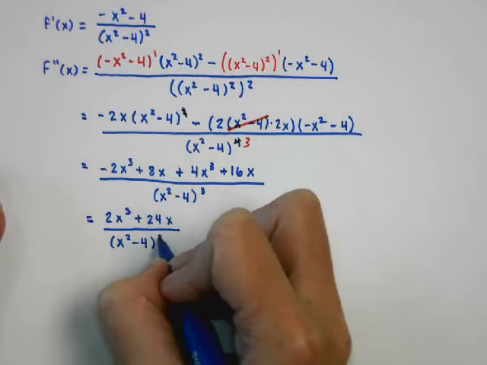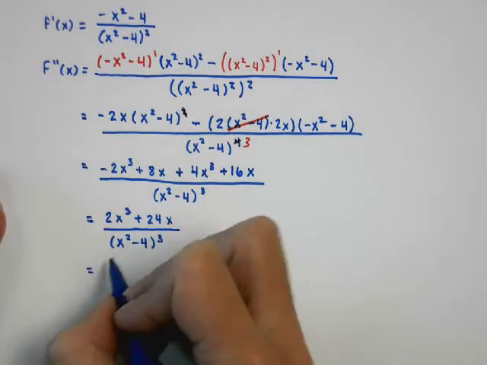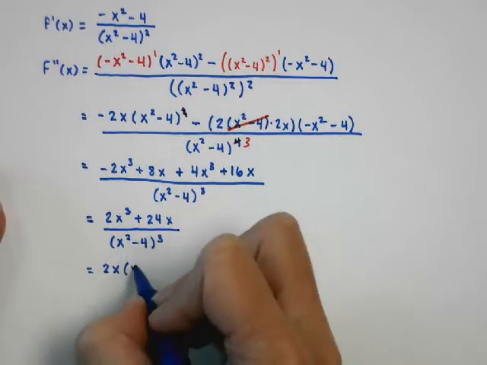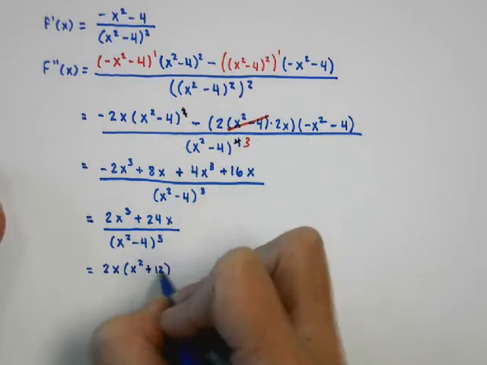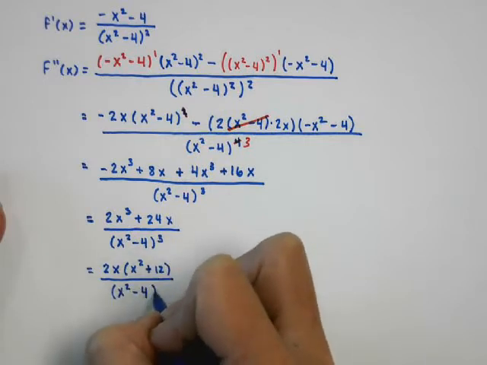The last thing I'm going to do is factor out the common factor so that it's easier to do our number lines. So I'll pull out a 2x, which will leave me with x squared plus 12 over x squared minus 4 cubed. I'll now transfer that to the other sheet.